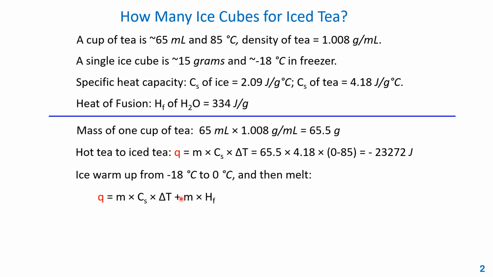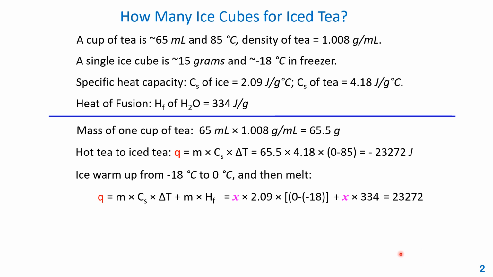The second step is melting. Melting is mass times heat of fusion. I don't know how many grams of ice, but we can say X grams. So X times the specific heat of the ice, 2.09 here, times the temperature change. When you warm up the ice from negative 18 to 0, the final temperature is 0 and the initial temperature is negative 18. That is the heat to warm the ice to 0 degrees, the melting point. The second part is the heat needed to melt this ice, so that's mass, which we don't know, times heat of fusion. And then that total energy should equal 23,272.